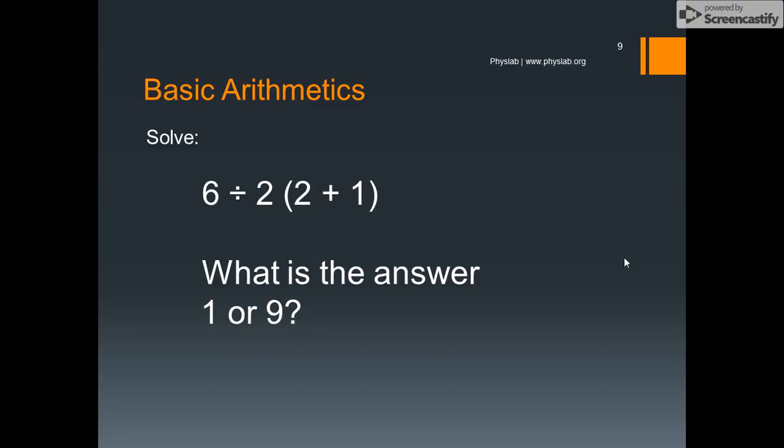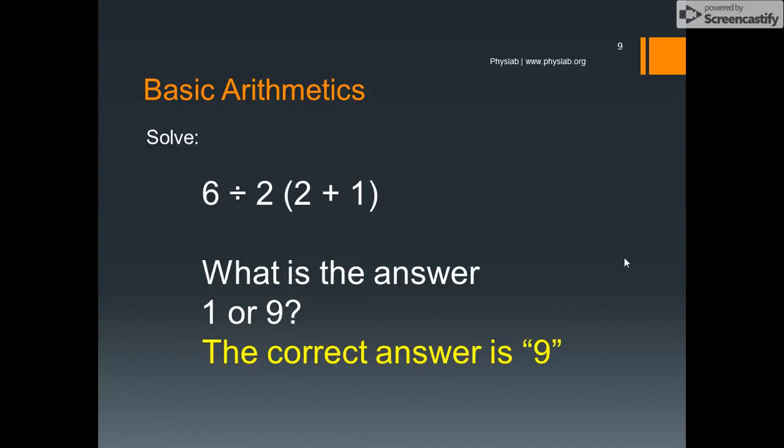The reason being that if you add up 2 plus 1, it's 3. Then you multiply 3 with 2, you get 6. And then you divide 6 by 6 and you get 1. However, that is not the case because the true answer is 9.